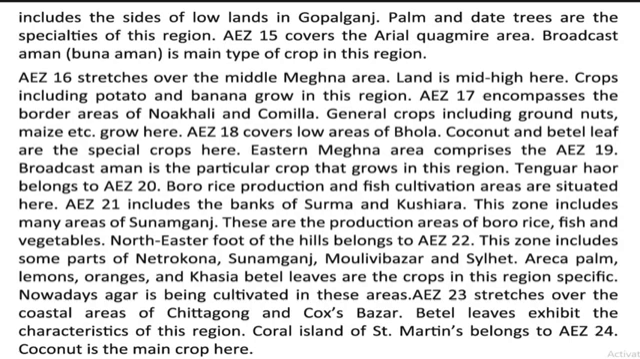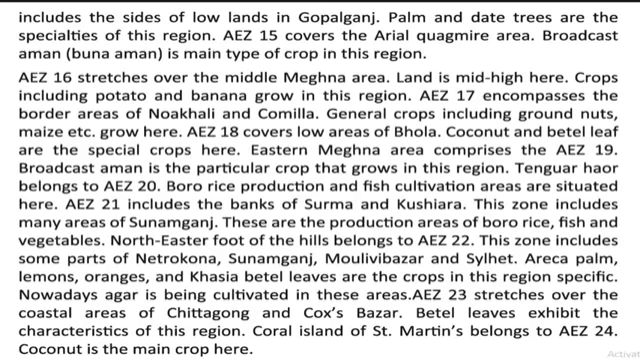Agroecological zone 16 is the middle part of the Meghna area, where we can produce more potato and banana. Agroecological zone 17 includes the border area of Noakhali and Comilla, and general crops include groundnut and maize. In this area, we can produce more groundnut and maize.